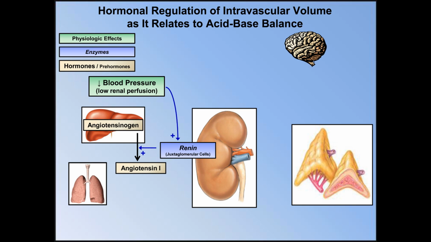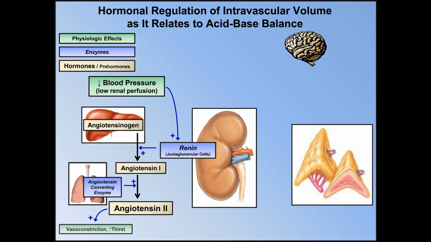Renin acts on a pre-hormone called angiotensinogen, which is initially formed in the liver, to create yet another pre-hormone called angiotensin 1. Angiotensin 1 travels in the systemic circulation to the lungs, where the uncreatively named angiotensin converting enzyme transforms it into angiotensin 2, an active hormone. Some of angiotensin 2's actions include vasoconstriction and increased thirst. These actions make perfect sense if you remember that low renal perfusion was the trigger for this brief cascade of events.